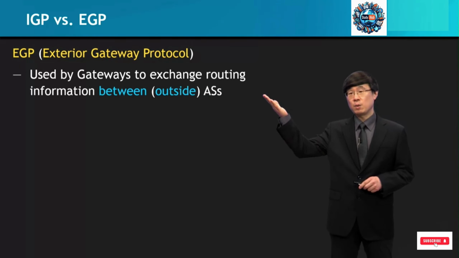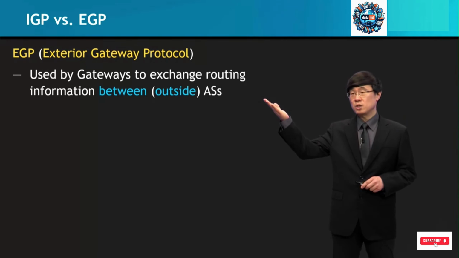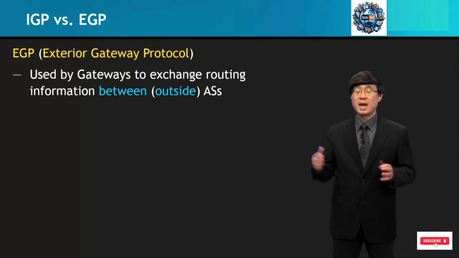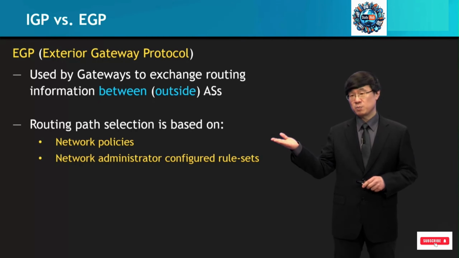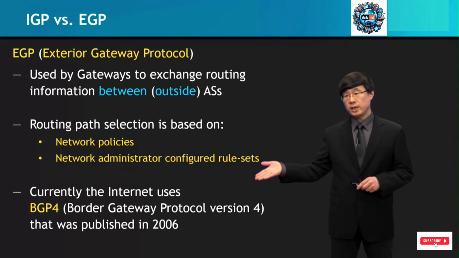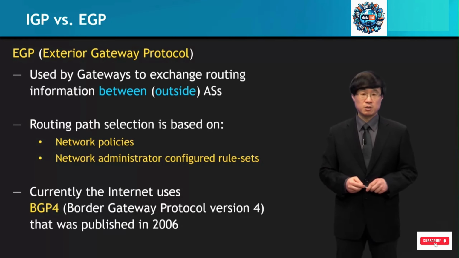EGP, Exterior Gateway Protocol, is used by gateways to exchange routing information between outside ASs. Routing path selection is based on network policies, network administrator configured rule sets. Currently, the internet uses BGP4, which is Border Gateway Protocol version 4, that was published in 2006.